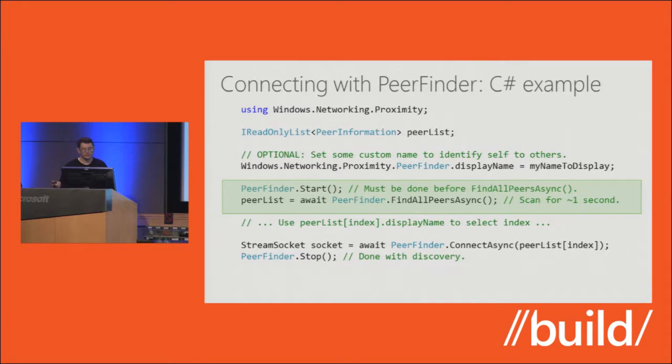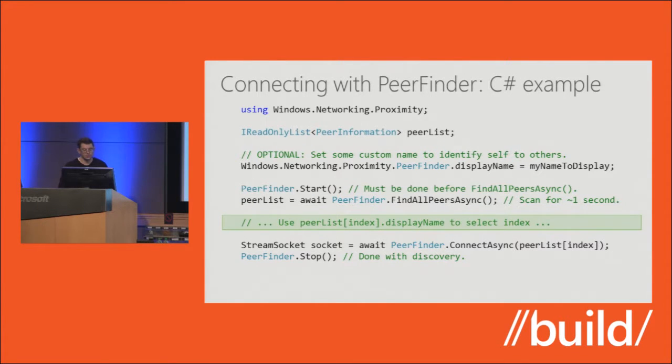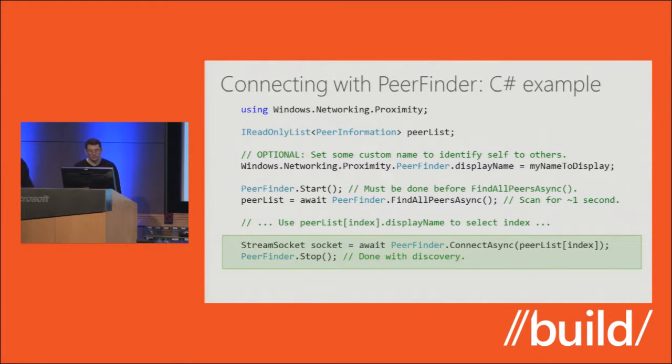And at this point, it has a list of peer information objects. And each of them has a display name property. And so it might use that in some UI concept to say, how do I decide which one of those that I want to pick from? Okay. I found the following 3 guys in the vicinity. Which one of those do you want to use? And so I pick one, say peer list subindex, and pass that to peer finder connect async.